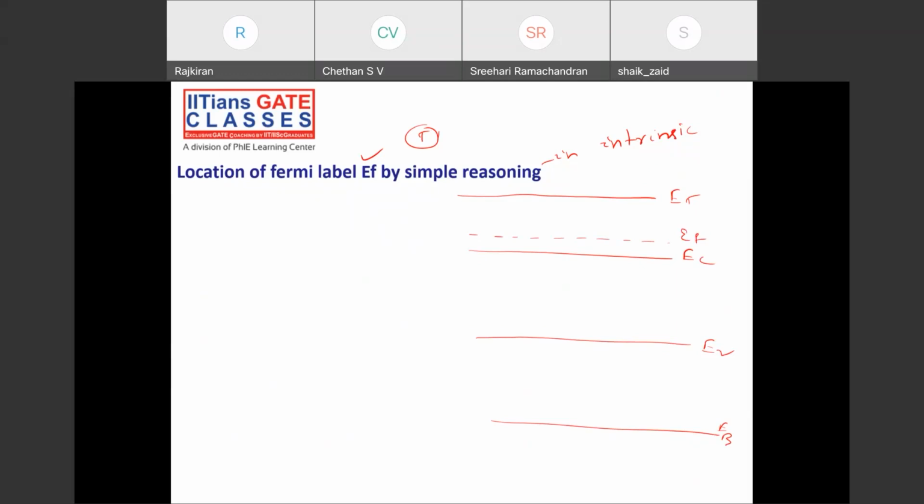Can it be? Think. Can it be inside the Ec? If it is there, what is the problem? If not, what is the issue? If yes, tell me the reason. If no, tell me the reason. I think it can be possible because below that level, everything is occupied at T equal to 0, right?